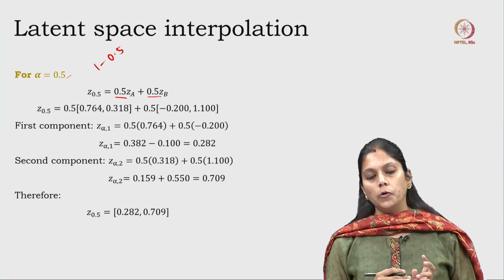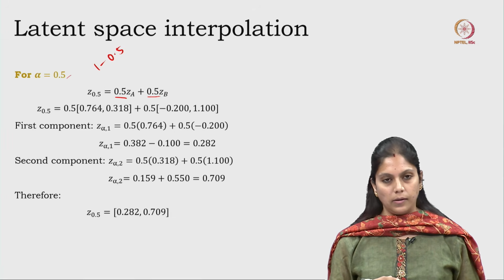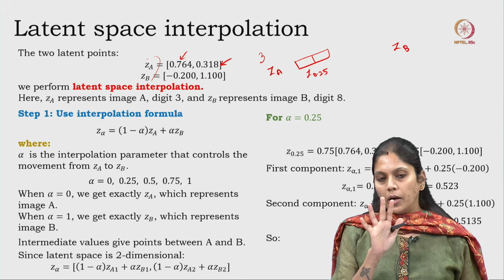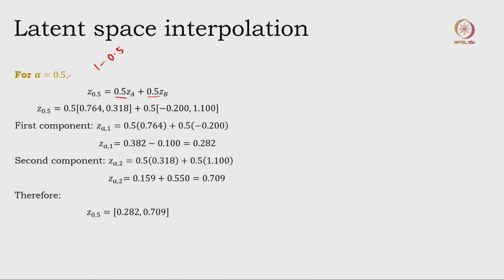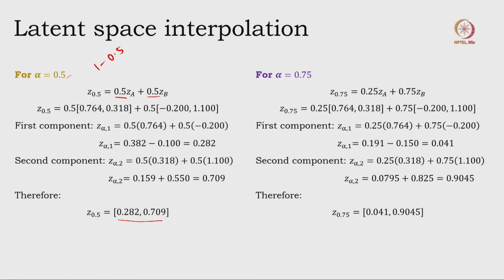So, get the values from our previous slide. From here get ZA, ZB values, substitute them in the given formula, and then get the intermediate latent representation. This is the intermediate latent representation. Then take alpha as 0.75, 1 minus 0.75 gives 0.25, that is 0.25, and alpha value as it is.